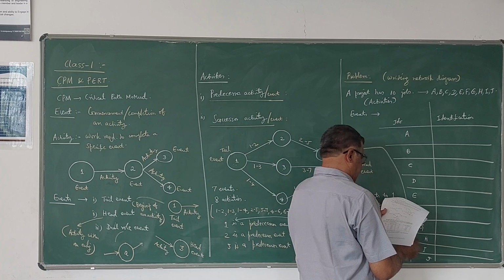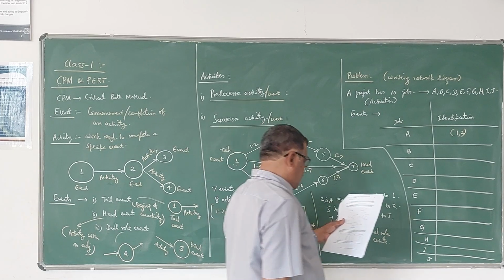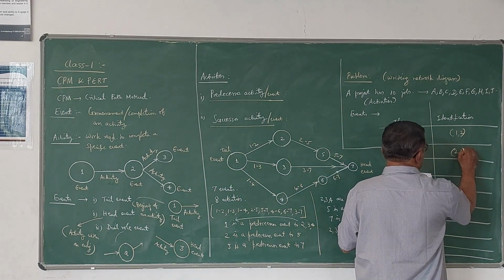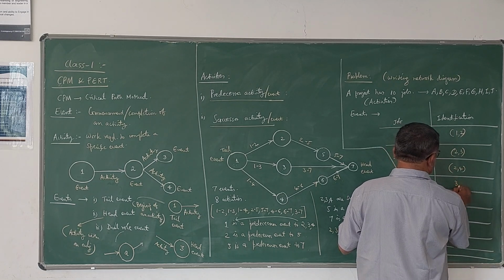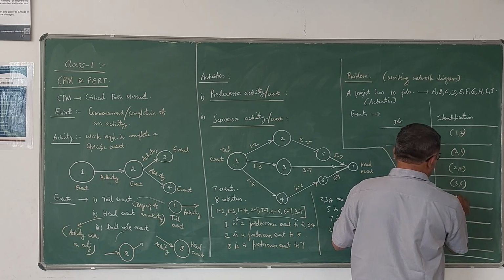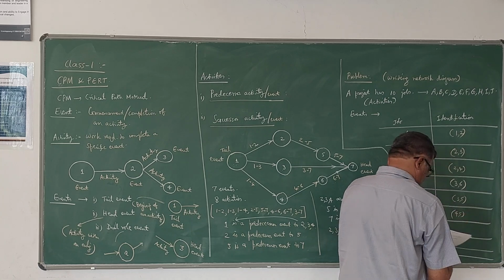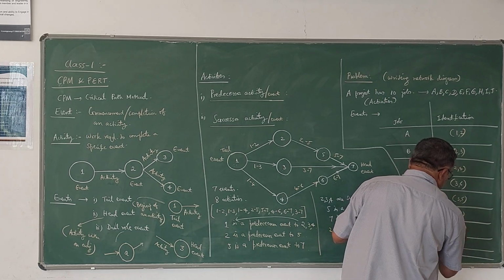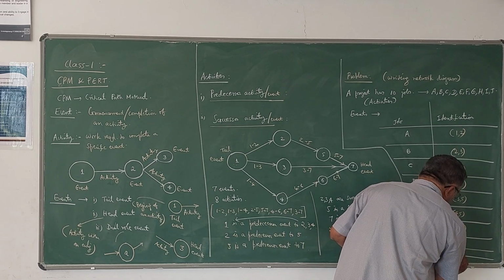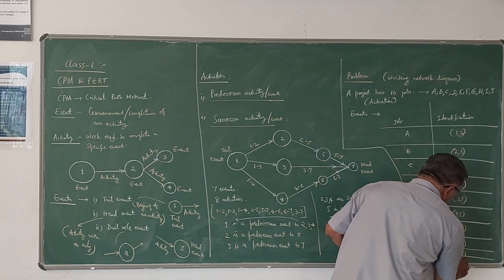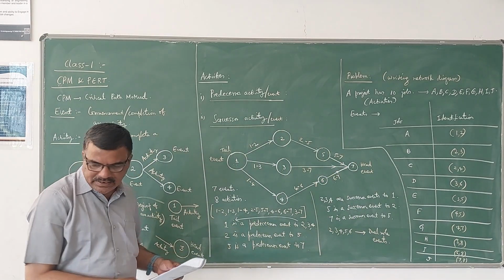So identification is given like this: 1, 2. A is an activity which connects the events 1 and 2. B 2, 3. C 2, 4. D 3, 6. E 3, 5. F 4, 5. G 4, 7. H 5, 8. I 6, 8. J 7, 8. So these are the identification which connects the events.